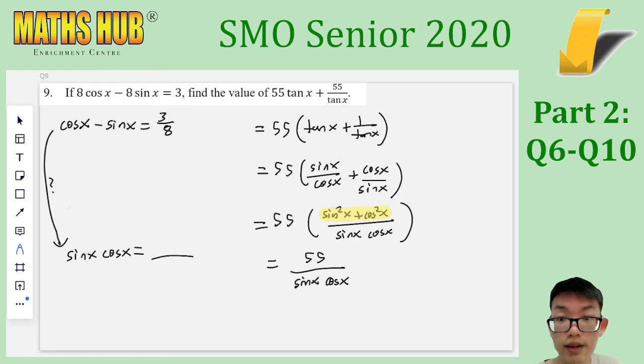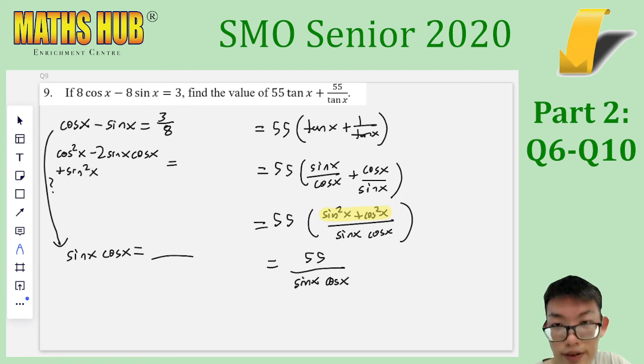Well, one simple way to use the fact that you have sine x and cosine x in the same expression is that, once again, sine squared x plus cosine squared x is equal to 1. So we can square this expression with the knowledge that sine squared x plus cosine squared x is going to be gone anyway.